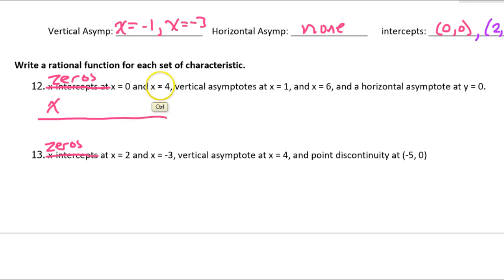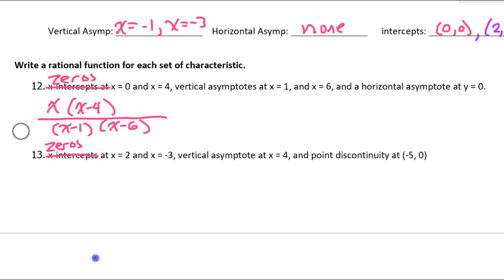the x-intercept of 4, 0 is going to come from a factor of x minus 4. Okay, so my numerator has to have those two factors in it. Now, the vertical asymptotes come from the denominator. A vertical asymptote of x equals 1 would come from a factor of x minus 1. A vertical asymptote of x equals 6 would come from a factor of x minus 6.